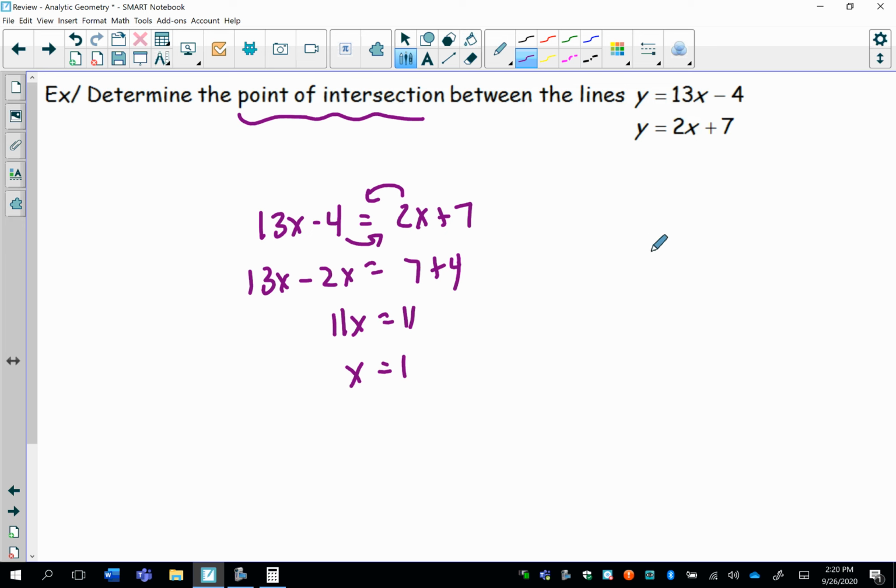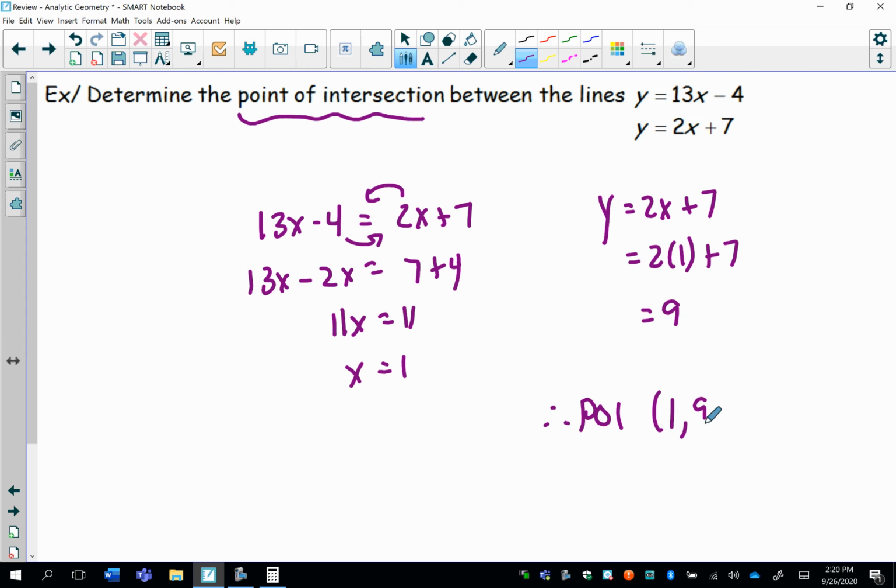Nice, I got half the point. Take one of the 2 equations. Doesn't matter which one. I'm going to pick the bottom because it's smaller. I know x is 1. It says so right there. I do my math. I've got 9. POI is 1 and 9. Now to check it, I could also use the 1 in the other equation. So just for fun, let's see what happens if we do that. Ooh, we also got 9. I already know it's the right answer.